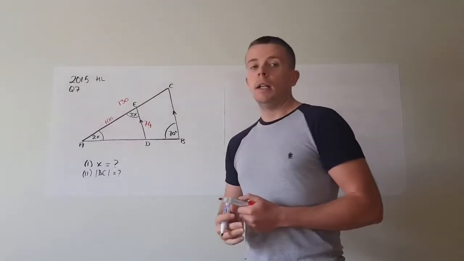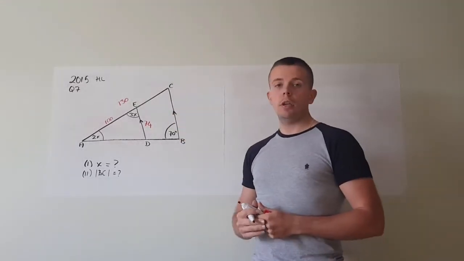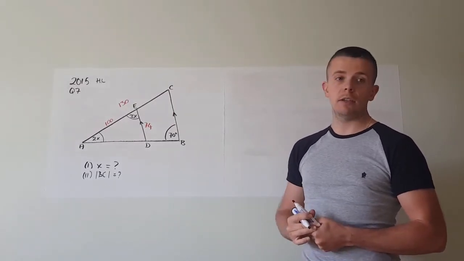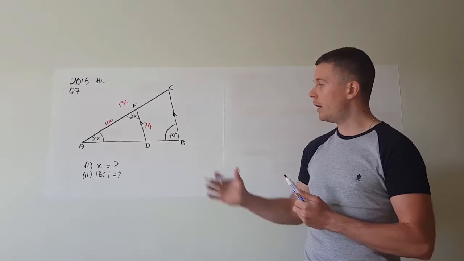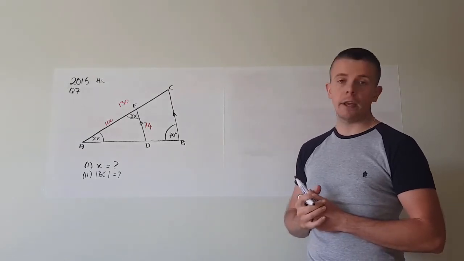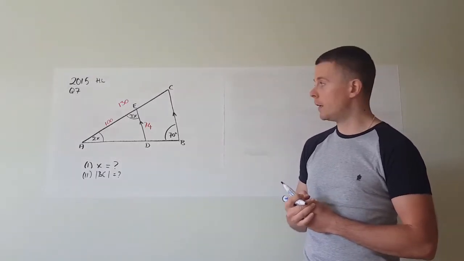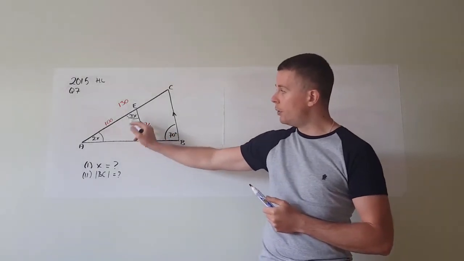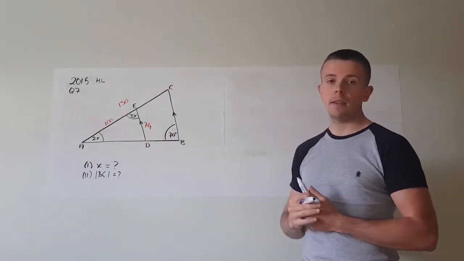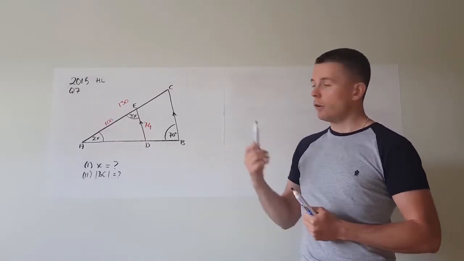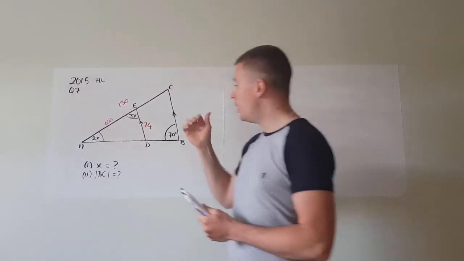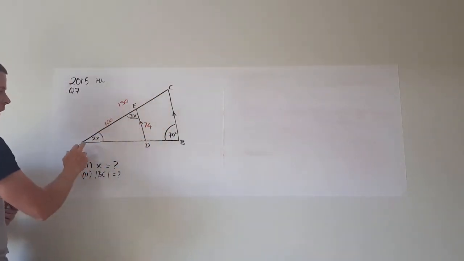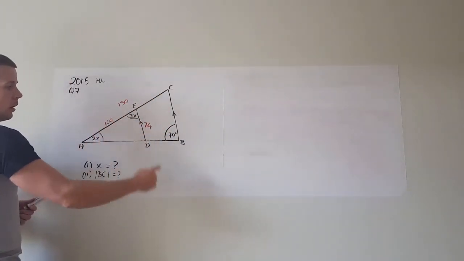Okay, so moving on then to the 2015 higher level paper 2 exam, we're going to look at question 7. Okay, so this is to do with a set of triangles and basically similar triangles. Alright, and we have to work out the value of x and also the length of BC. So what information are we given? We've got a triangle ABC. Within that we have a smaller triangle ADE.